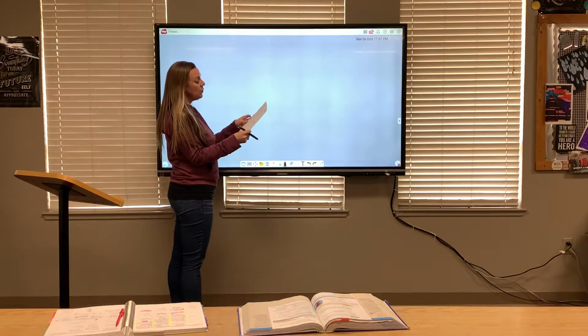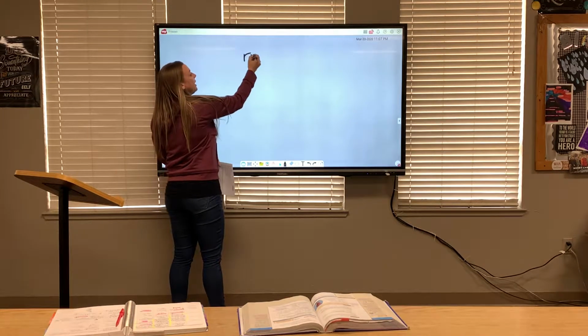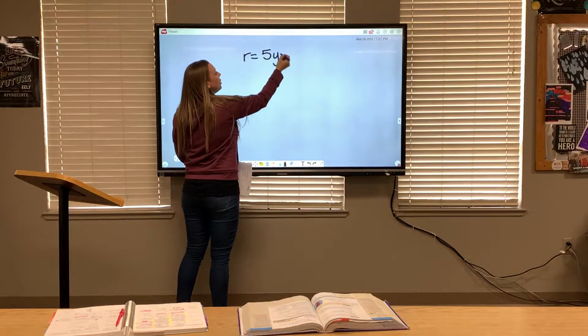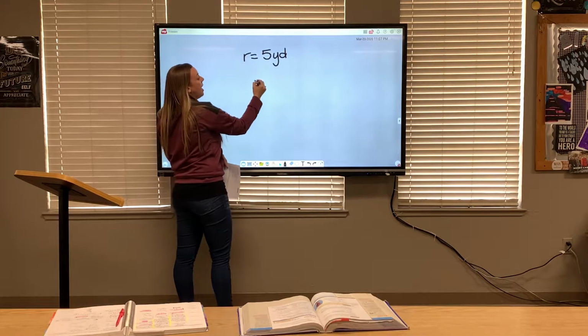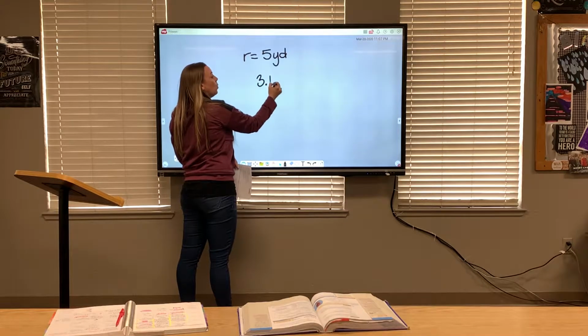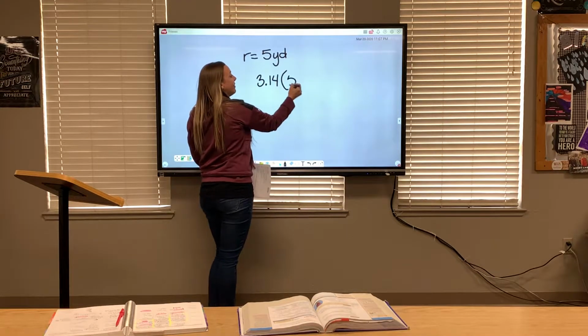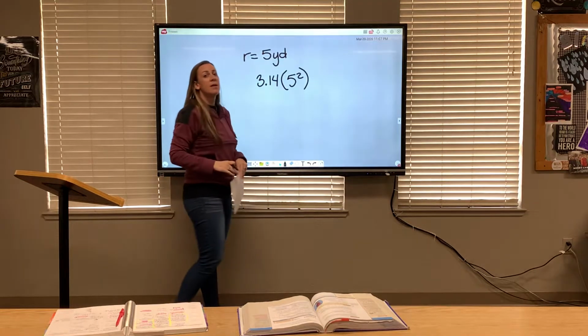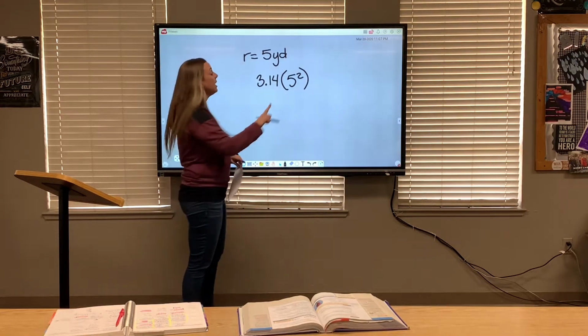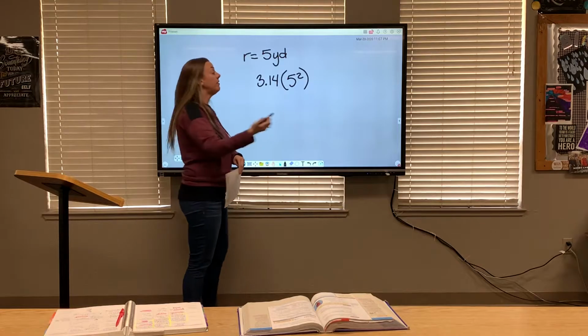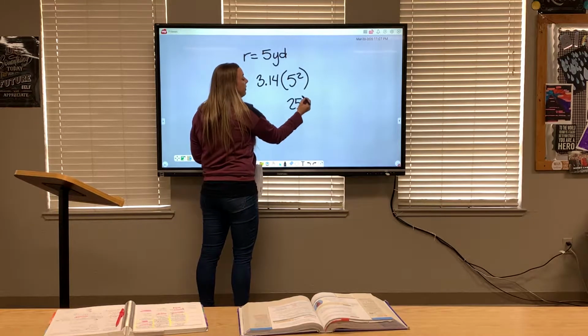So 17.2 on the front, we have the radius equals 5 yards. What that means is I'm going to say 3.14 times 5 squared. 5 squared is 5 times 5, not 5 times 2, 5 times 5. So 5 times 5 is 25.